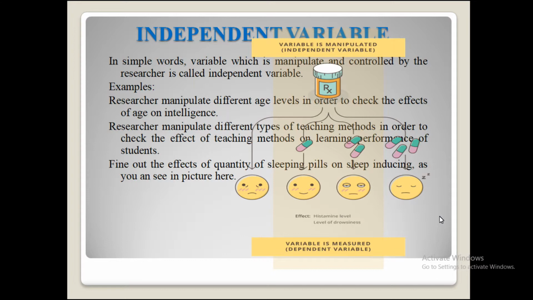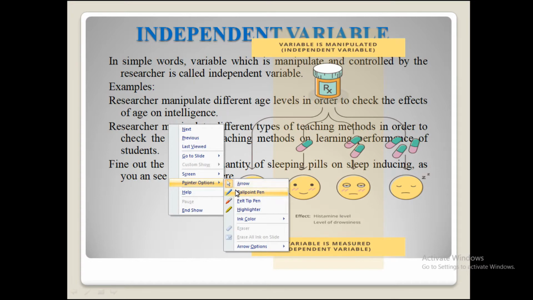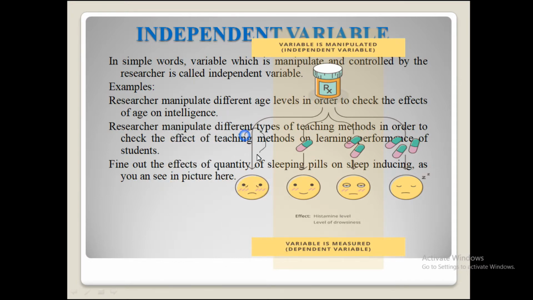Finally, the third example is to find out the effects of the quantity of sleeping pills on sleep induction, as you can see in the picture here. Here is no pill and here is one pill. This is in the hand of the researcher. He decides what type of quantity he or she will use. Here is two. The researcher changes it from 1 to 2. Okay, and here is the 3. So you can say there are 3 levels of the independent variable.